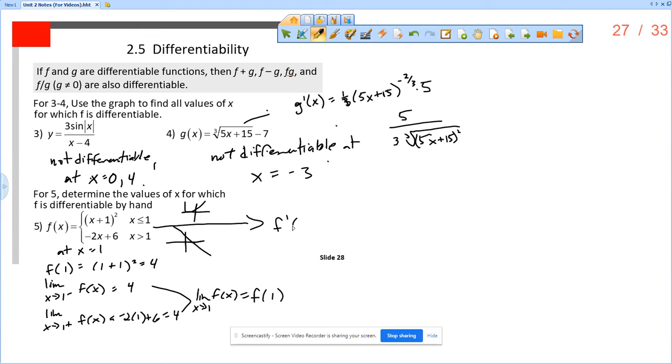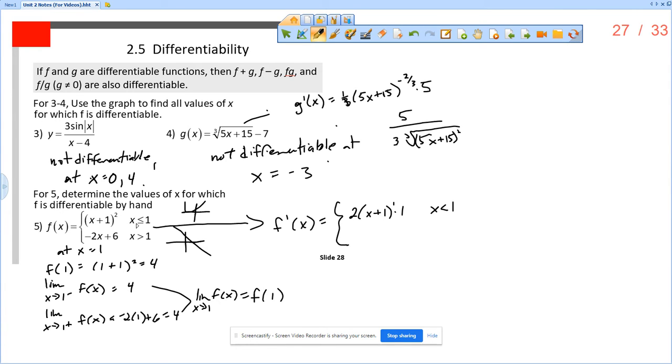All right, so now we want to look at f prime. What is f prime of x? Well, remember, we're taking the derivative of each piece. So the derivative of x plus 1 squared would be 2 times the quantity x plus 1 to the first, times the derivative of x plus 1, which is just 1. And that is good when x is less than 1.